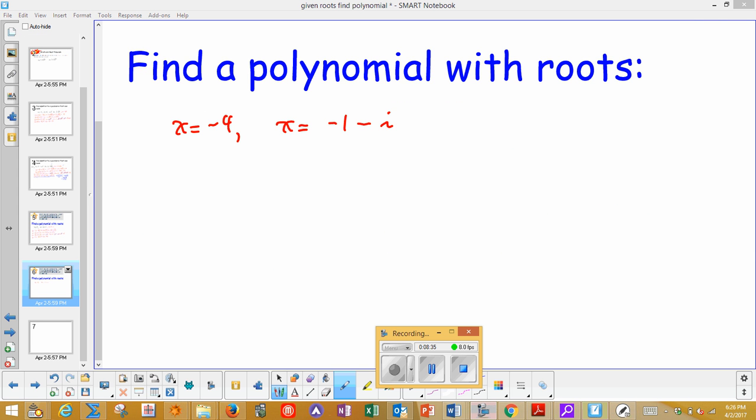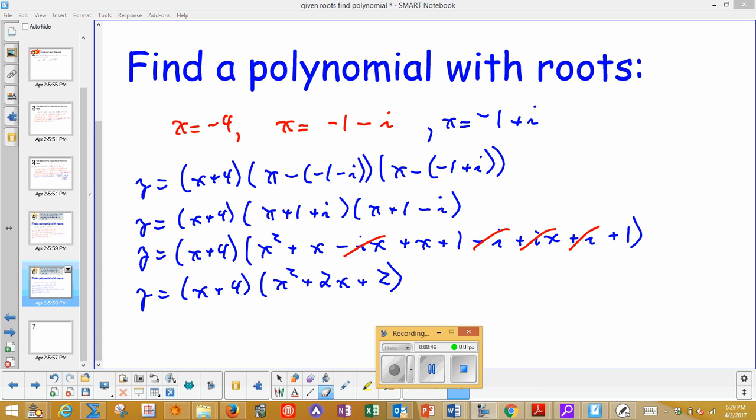Okay, so here's one more problem. Find a polynomial with these two roots. So you can pause the video now and I'll solve it, and then you can check your answer. Okay, and there's your solution.